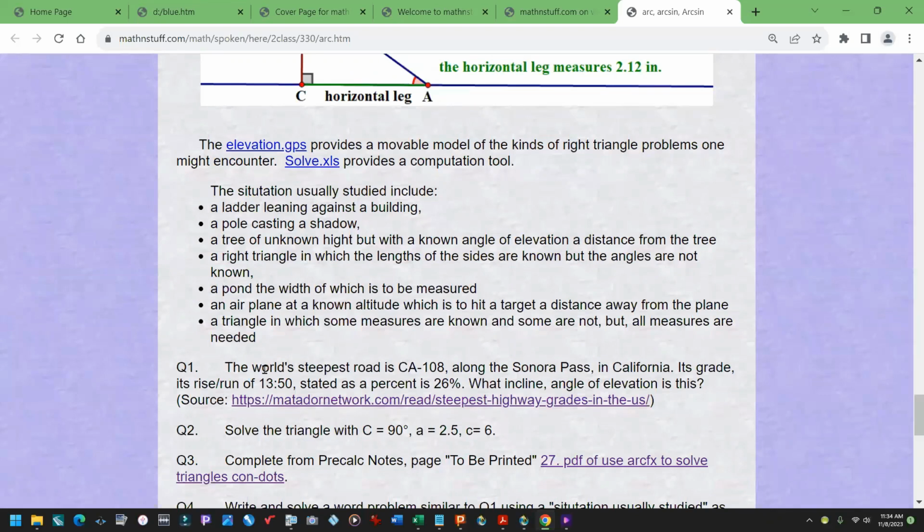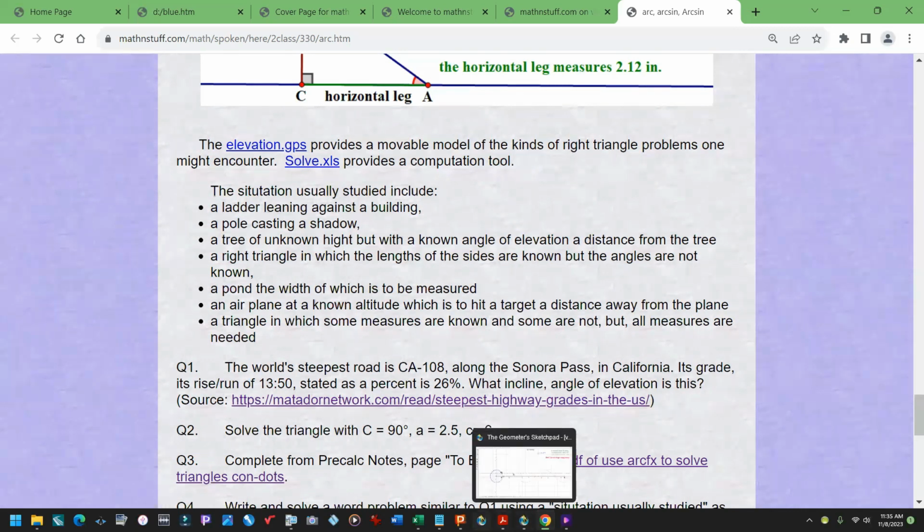So I've set up so that we'll do two problems now. They're ready in the notes. So I'm going to read this because it's more visible here. The world's steepest road is CA 108, California 108, along the Sonora Pass in California. Its grade is a rise over run of 13 to 50. Stated as a percent, that's 26%. What incline, what angle of elevation is this?